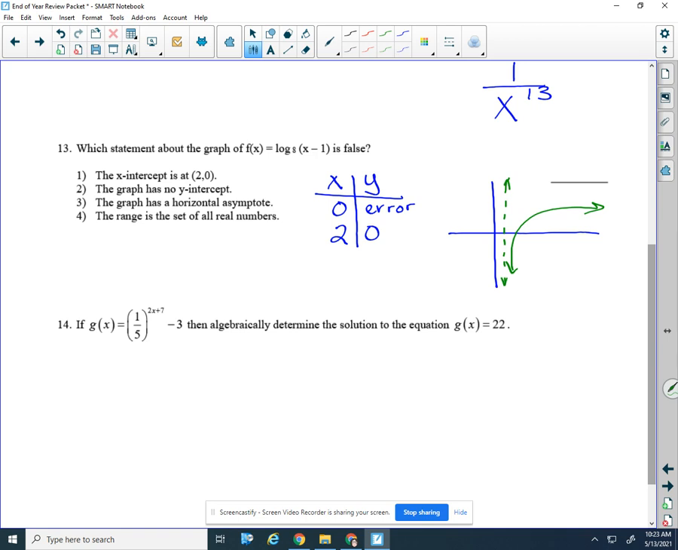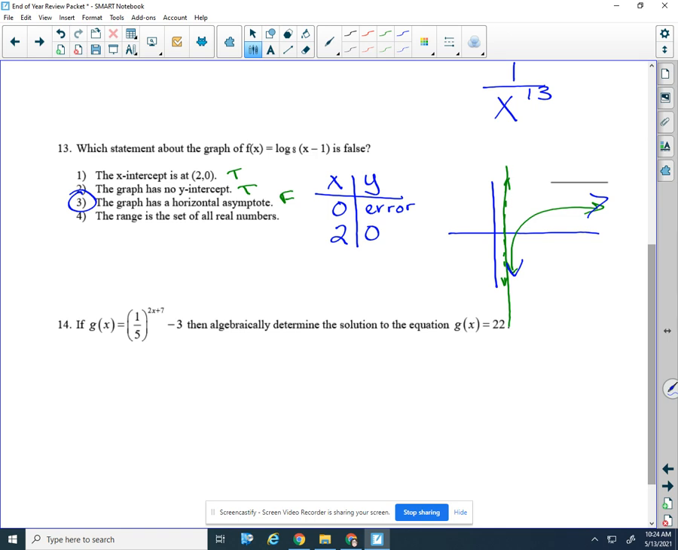Okay, so it says the x-intercept is 2, 0. Well, that's true. The graph has no y-intercept. That is also true. The graph never crosses that asymptote. The graph has a horizontal asymptote. It doesn't. Logarithmic graphs have a vertical, so that's false. The range is the set of all real numbers. That is actually true. You have an arrow going this way and an arrow going that way, and range represents y values. So your answer is right.